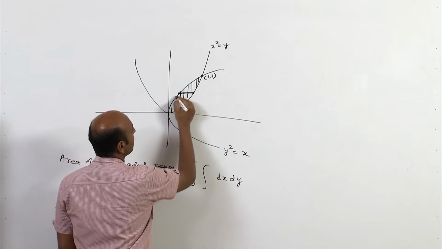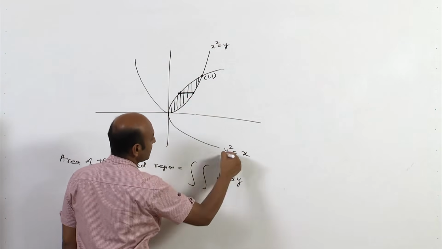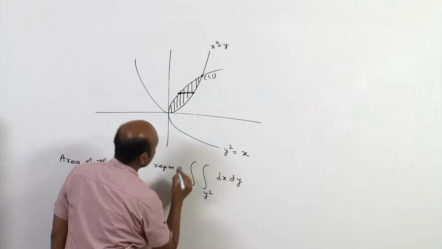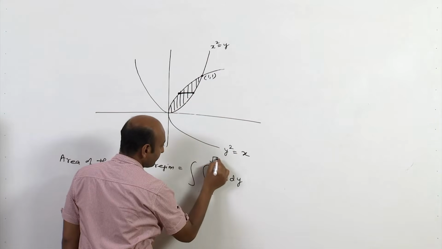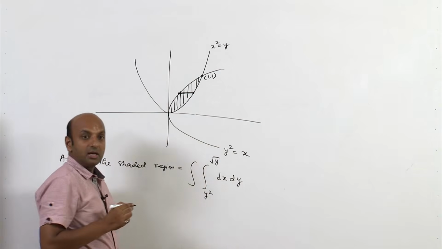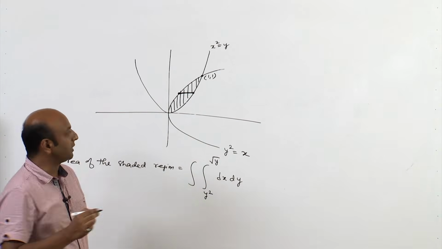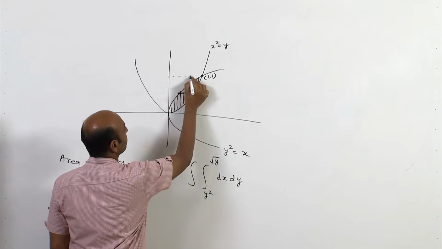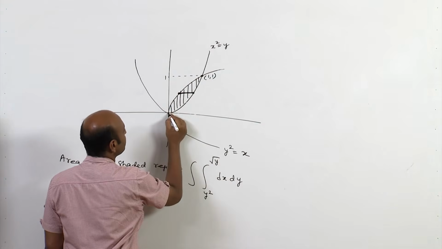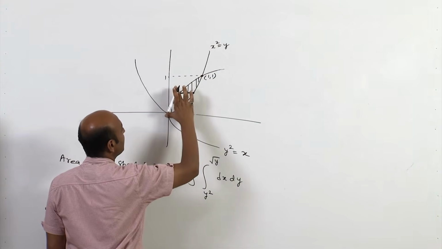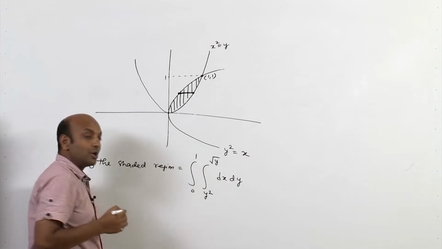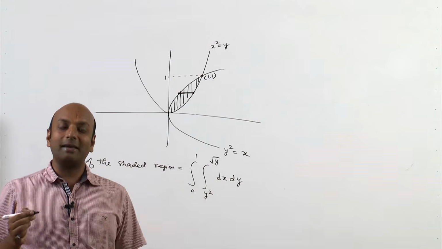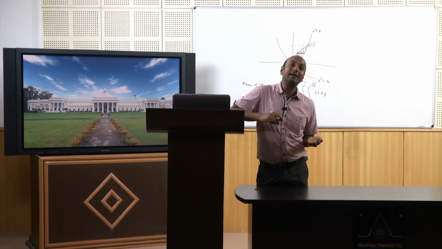What is x here? x here is this curve, that is y square. And what is x here? x here is under root y. And y is varying from which point to which point? You see, y is varying from 0 to 1. In the entire region, y is only between 0 and 1. So y is varying from 0 to 1. So this is how we can obtain the area of the shaded region by double integral.